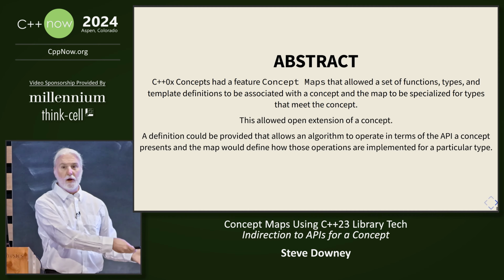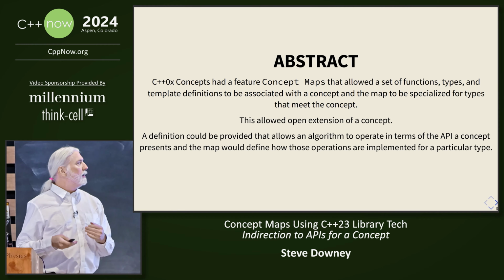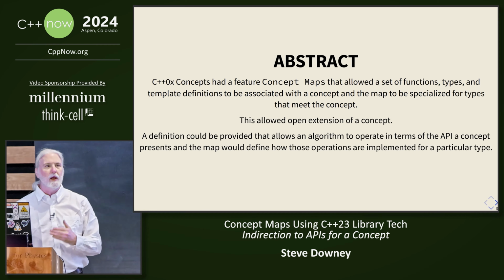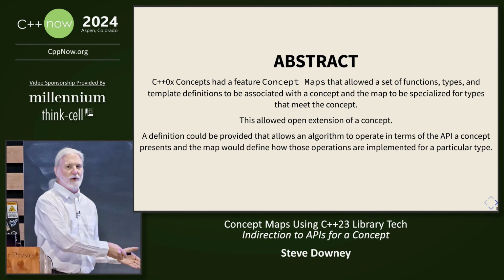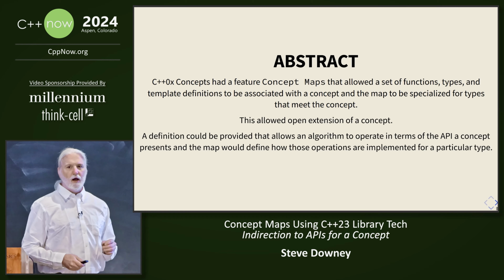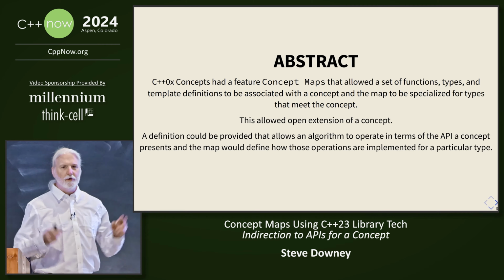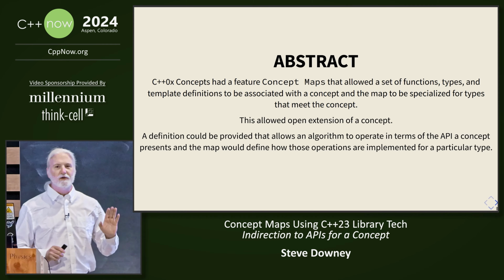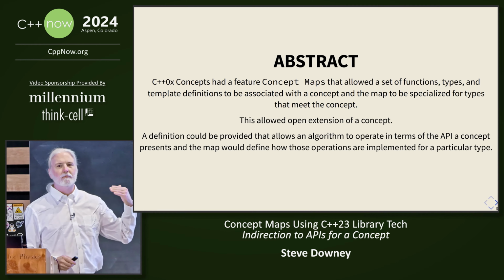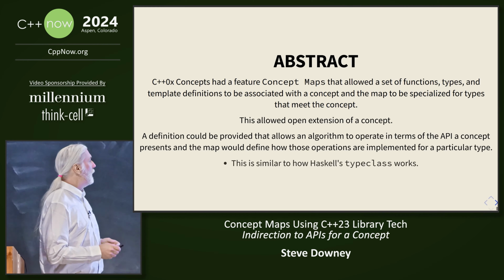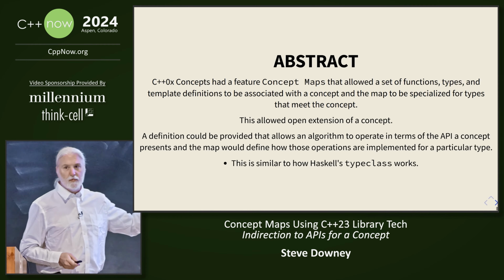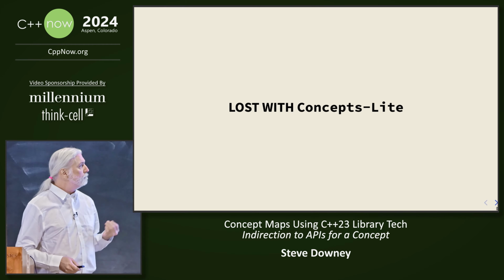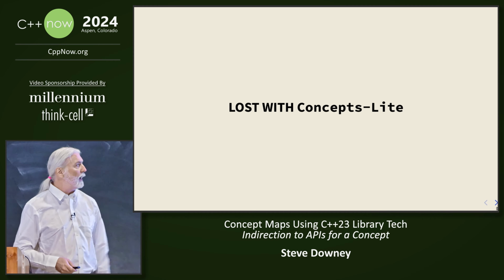The algorithm wants to work in its domain, and the map defines how those operations are implemented for a particular type, which should be working in its domain, not the domain of the concept. If you've ever had to implement something like transform for one of your types, you know what I'm talking about. There's no good reason for that except that's what the algorithms want. This is also very similar to how Haskell's type classes work. We lost this when we got Concepts-Lite.